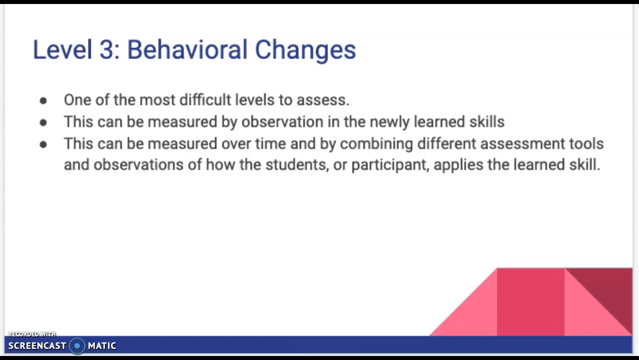Level 3 is behavioral changes. Now, this is one of the most difficult levels to assess. This can be measured by observation in the newly learned skills, and this can be measured over time by combining different assessment tools and observations of how the students or participants applied the learned skill. So this weighs heavily on observation.